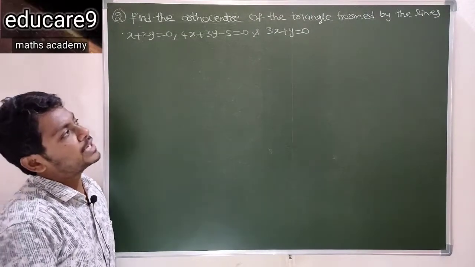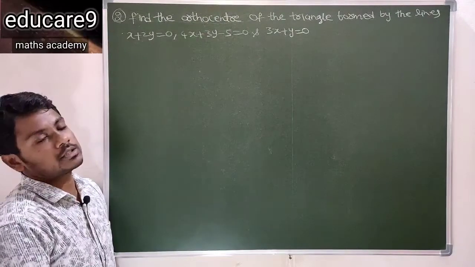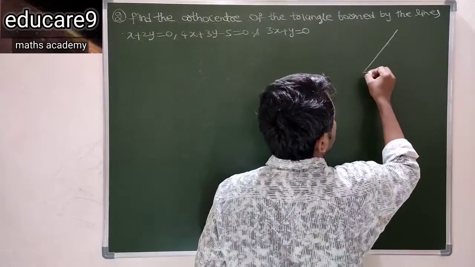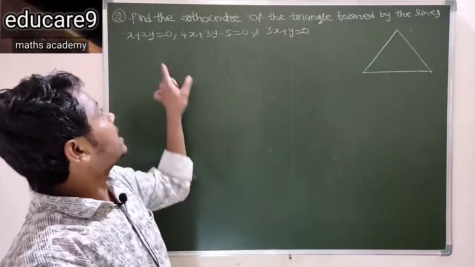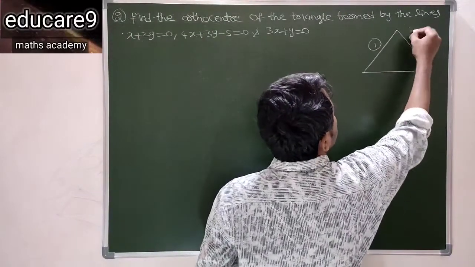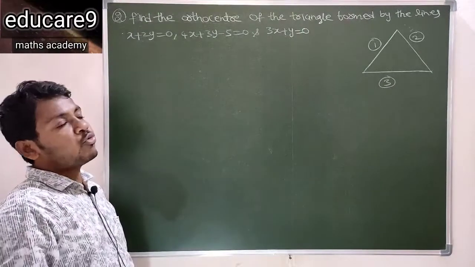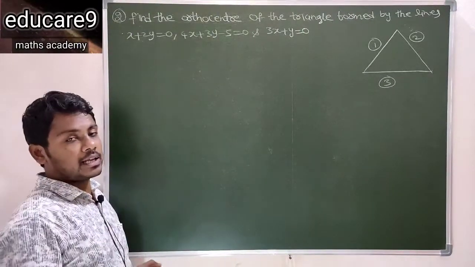See the second one. Find the orthocenter of the triangle formed by the 3 lines. So this is the triangle whose sides are given. This is equation 1, this is equation 2 and this is equation 3. Now you need to find the orthocenter of the triangle formed by the 3 lines.